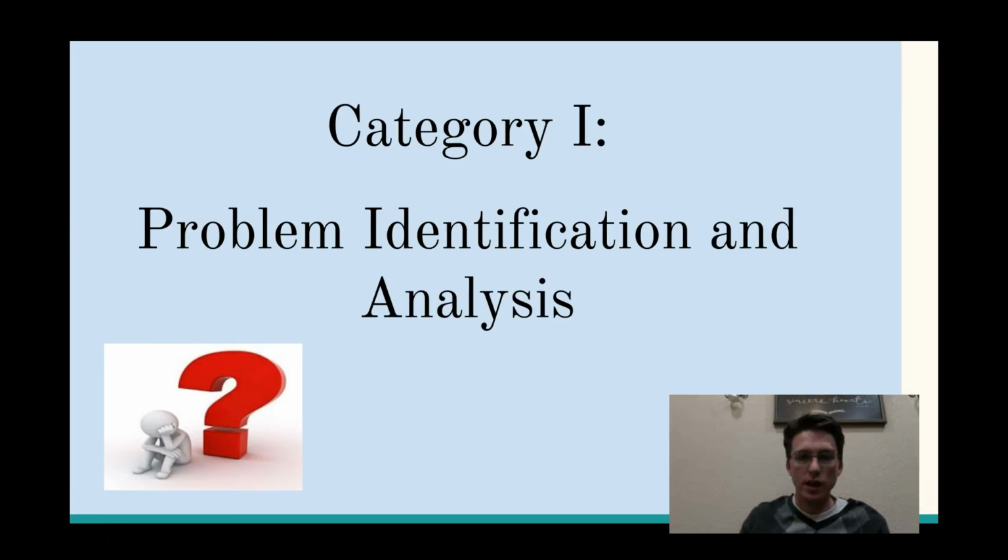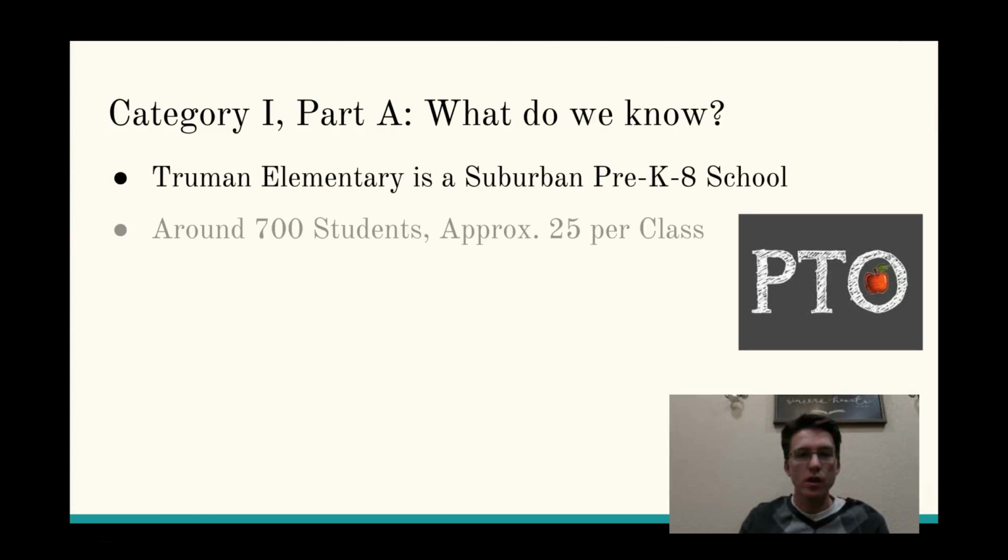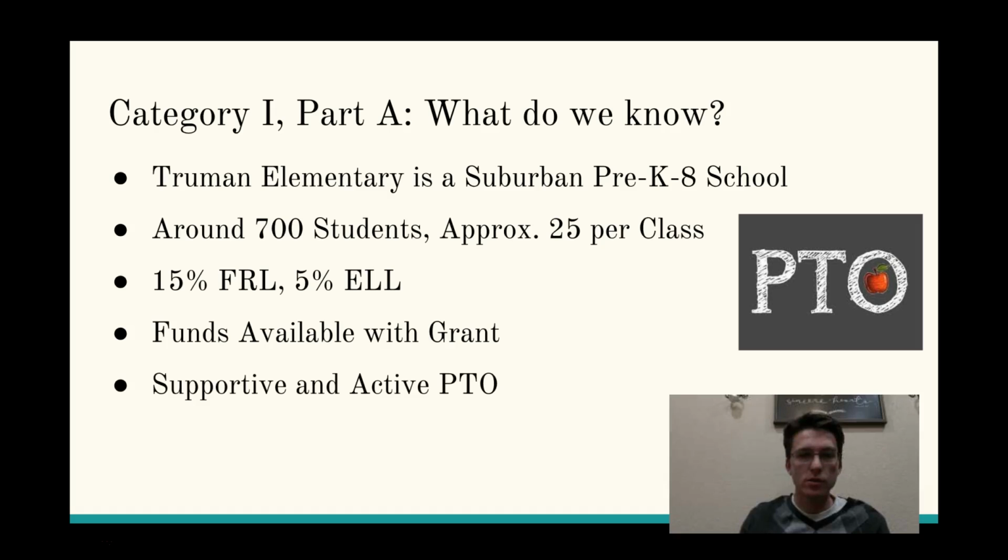Alright, so looking into the case, what are the things that we know? Well, we know that Truman Elementary is a suburban pre-K school. It has around 700 students, so approximately 25 per class based on the number of classes that they said there were. 50% are on free or reduced lunch, 5% are English language learners, and then there are funds available for a grant.